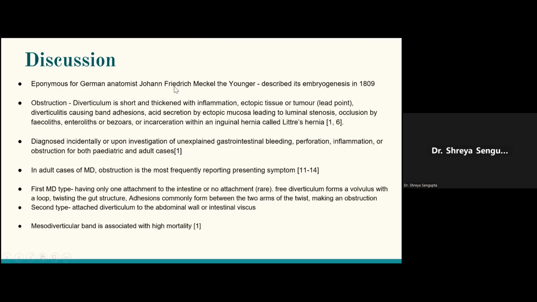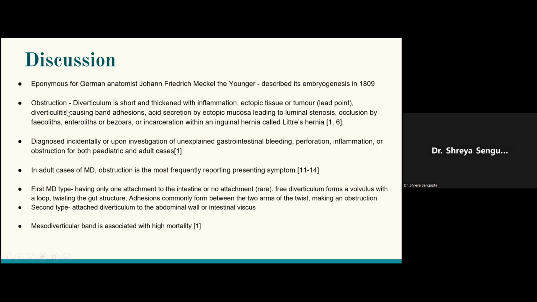The term Meckel's diverticulum is eponymous, from the German anatomist Johann Friedrich Meckel the Younger, and it was first described in 1809. The most common complication is obstruction, and there are various causes for that. Most commonly, the diverticulum is short and thickened, with either inflammation or ectopic tissue inside, or has a tumor which acts as a lead point, leading to obstruction in the form of intussusception.